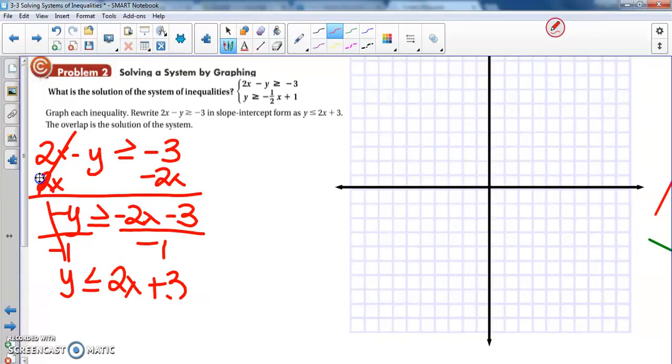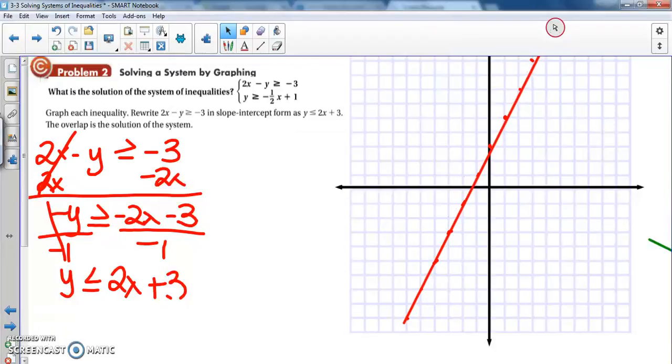This is now in slope-intercept form. So I'm going to take my y-intercept of 3, plot it, and use my slope of 2 to make my line. So I'm going up 2 over 1, or I'm going down 2 to the left 1. I'm connecting my points with a solid line because in my original inequality, I have less than or equal to. Since it's or equal to, we have a solid line.